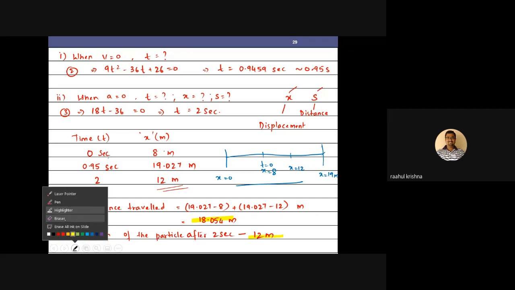Now I want you to note the difference between my distance traveled and the final position of the particle. So after 2 seconds, my particle position is at 12 meters. And what is the total distance traveled in that duration? The total distance traveled in that duration is this 18.054 meters. Any question? Okay, so now we'll take one more question.